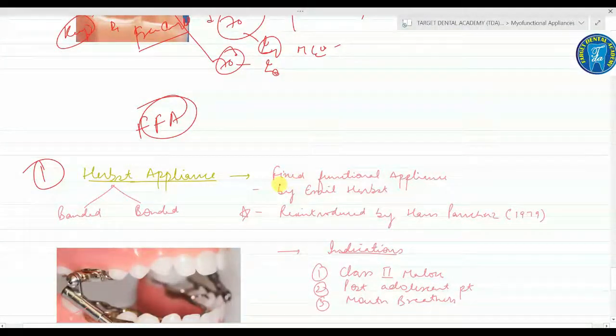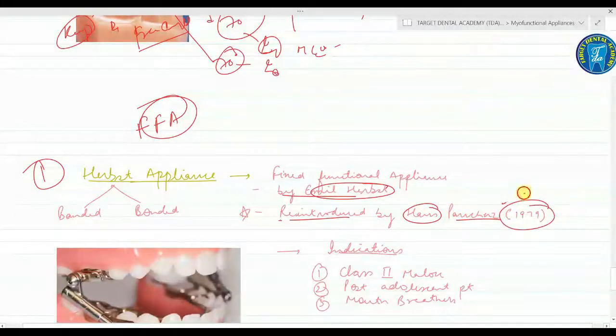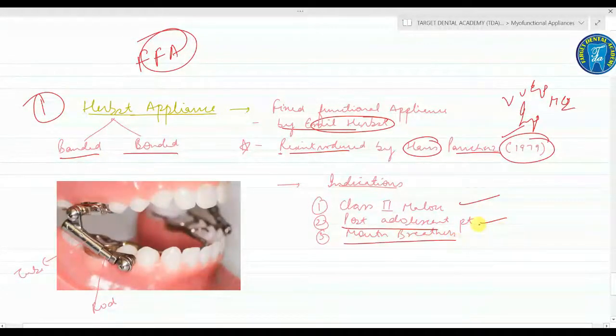It was given by Emil Herbst, and this Herbst appliance was reintroduced by Hans Pancherz in the year 1979. Commonly asked MCQ. Fine. So the appliance is of two types, the banded and the bonded type. The Herbst appliance is indicated in class 2 malocclusion, in the post-adolescent patient, and in the mouth breathers.